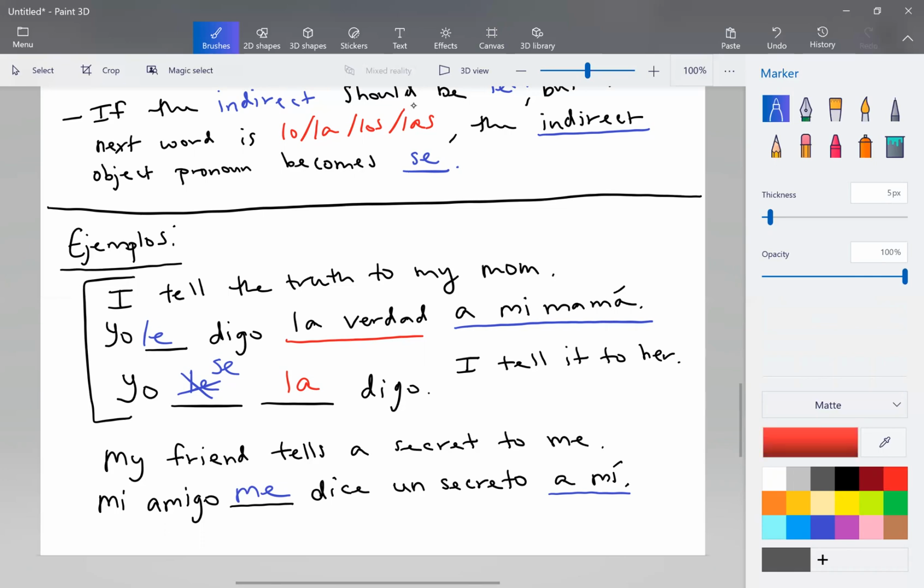And what's the direct object in that sentence? What are they telling? They're telling the secret. My friend tells a secret to me. Mi amigo me dice un secreto a mí. Do we need a mí? No. We don't, but it's fine to say it. We definitely do need me. Absolutely need me. Okay. So now we're going to rewrite it as my friend tells it to me.